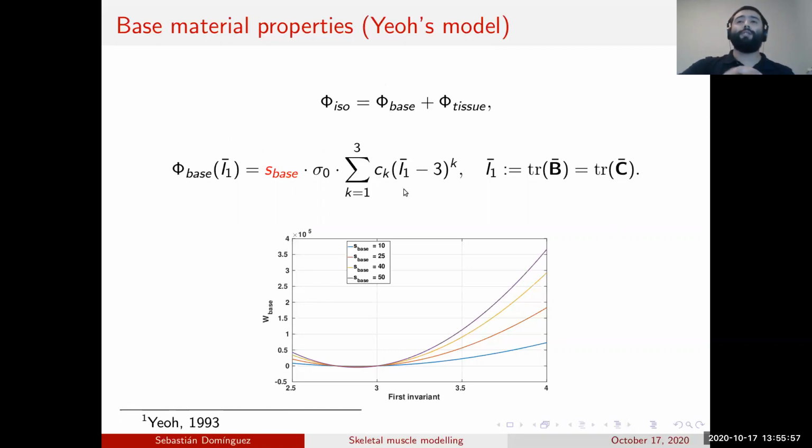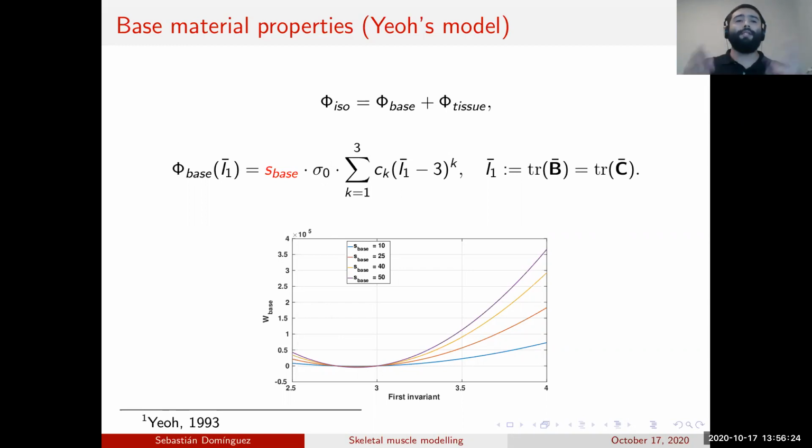So we have this split, and the base material looks like this. So it's based on Yeoh's contribution in the early 90s. He actually developed a few models for nonlinear isotropic materials, in particular rubber. And one of the models is this one, okay? And we added this constant in the front so that we would have the freedom to play around with the stiffness of the muscles.